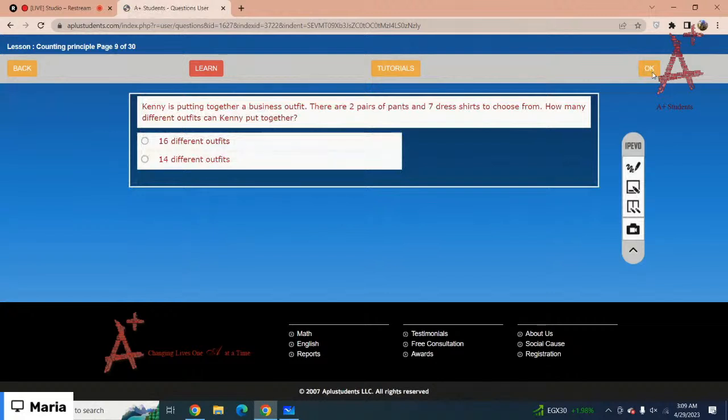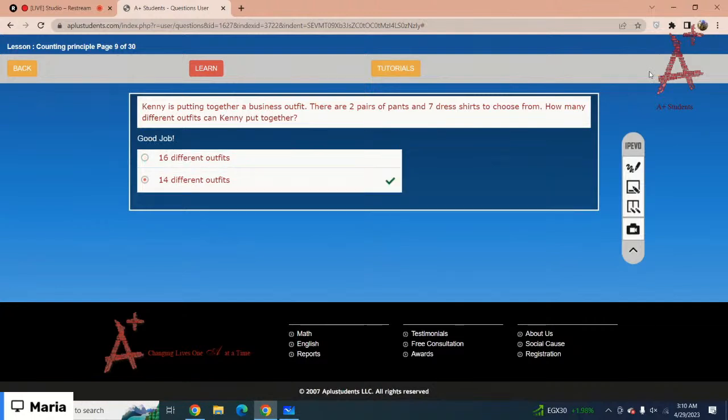Kenny is putting together a business outfit. There are two pairs of pants and seven shirts to choose from. How many different outfits can Kenny put together? So, which is the correct option? So the correct option is 2 times 7. That means he can make a total of 14 different outfits.